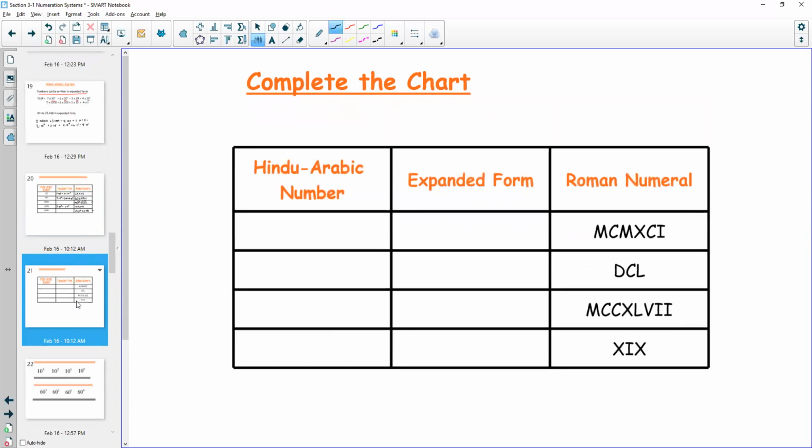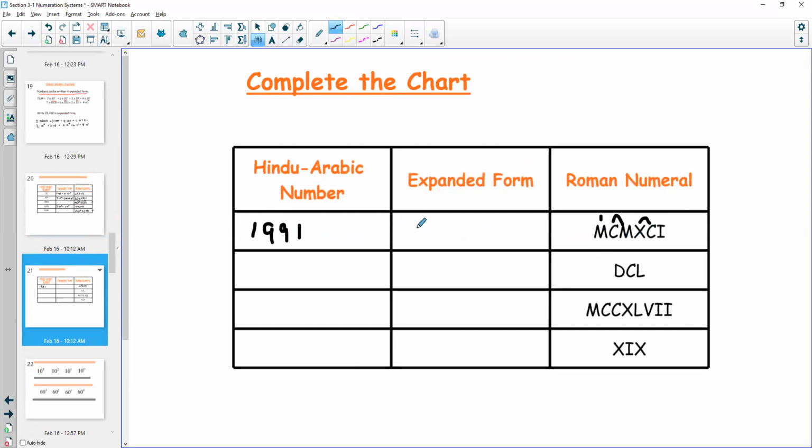Okay. All right. Hopefully you tried it all. Here we go. So M is 1,000. I look to its left. There's nothing smaller there. It just is what it is. So that's 1,000. CM we know is 900 because C is 100 less than 1,000. XC we saw before is 10 less than 100, so that's 90. And I is just a 1.